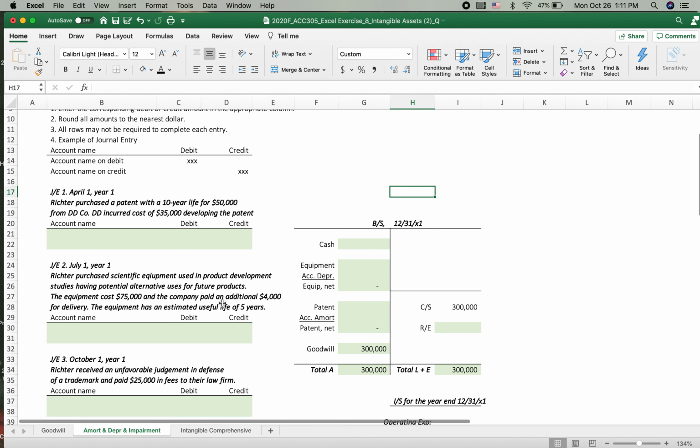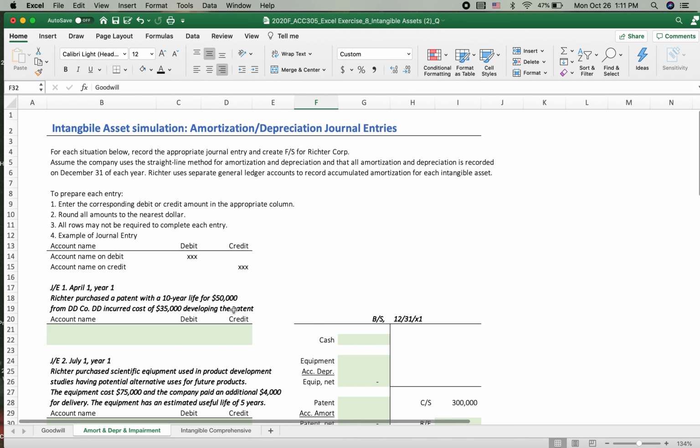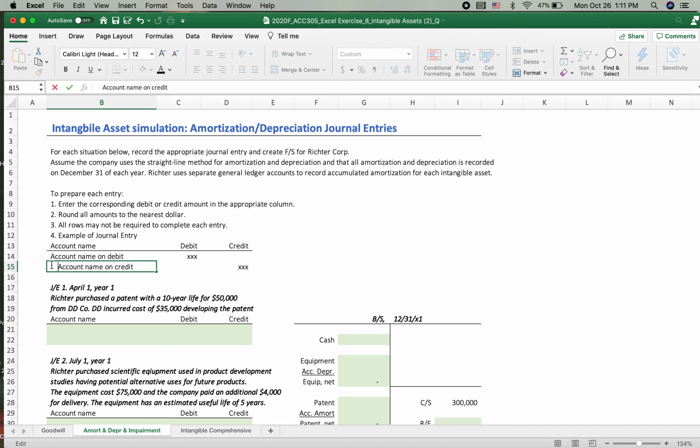Good. That's why here we have the different book values of the PP&E, intangible assets, and the goodwill on the balance sheet. Okay, we have a little bit different format here: the account name on the debit at the top, at the bottom, and on the credit. So you can see it like this. Or if you want to see it more clearly, then I will record it in that way.